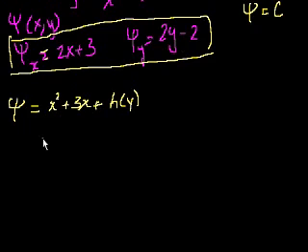Now we use this information. We take the partial of this expression, and we say, well, the partial of this expression with respect to y has to equal this, and then we can solve for h of y, and we'll be done.